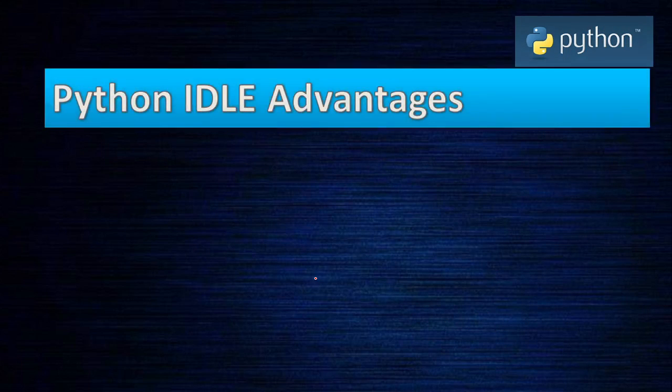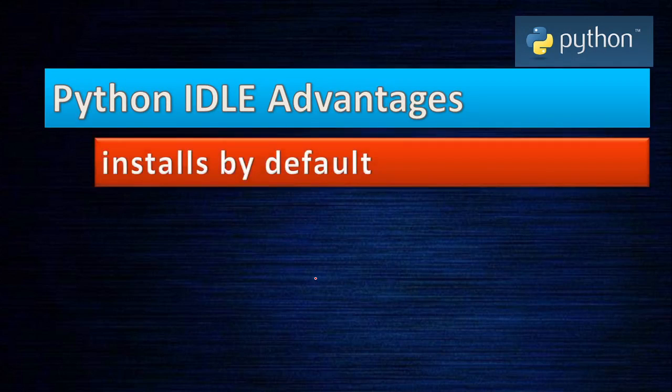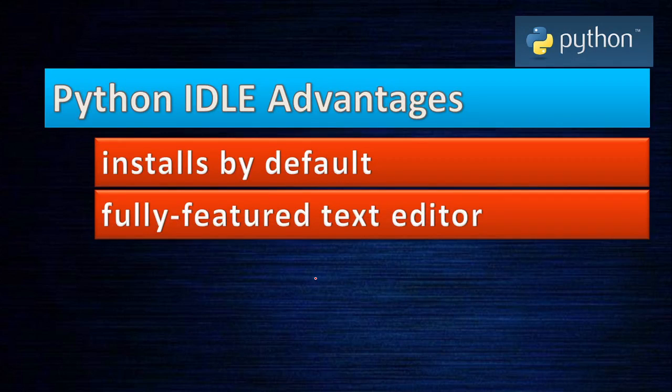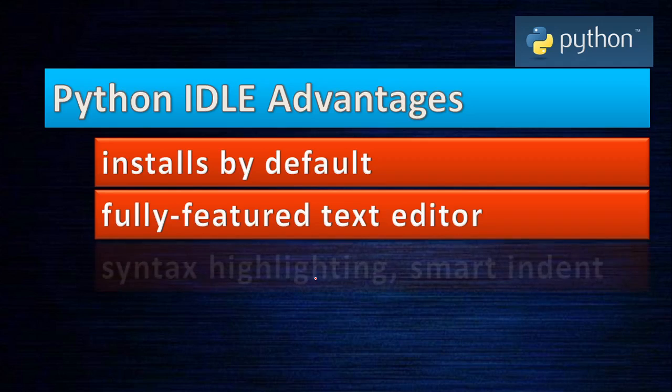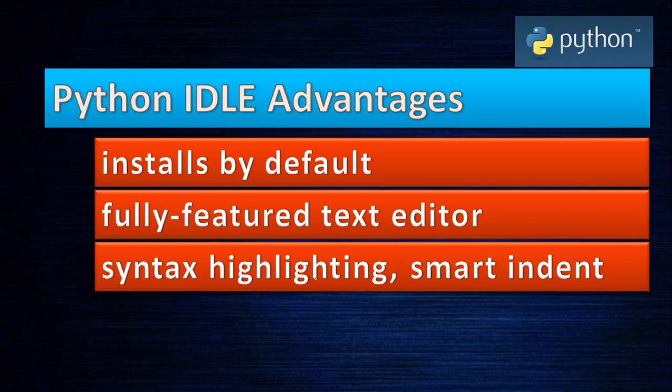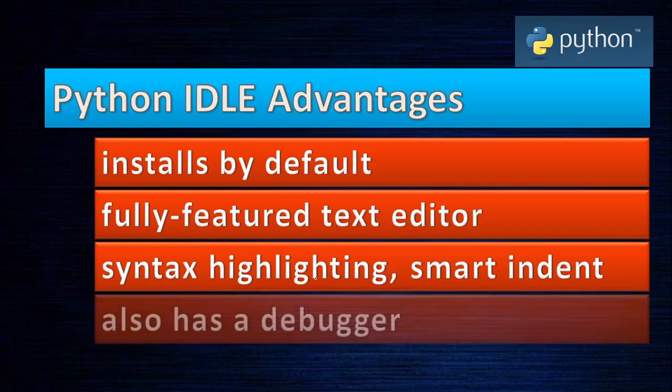So, advantages: it's installed by default. This is one advantage. It's a fully featured text editor, a complete text editor. You've already seen it has all the cut, copy, paste. Apart from that, there are many options. Syntax highlighting: it highlights the syntax. Smart indent: in Python, we already know we're not going to use braces. Instead of that, you'll use indentation. Also, as a debugger, if there is something wrong, it will show the error.